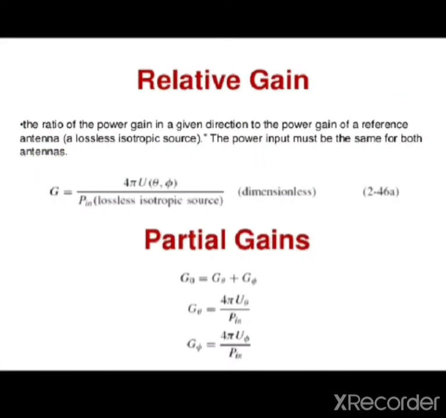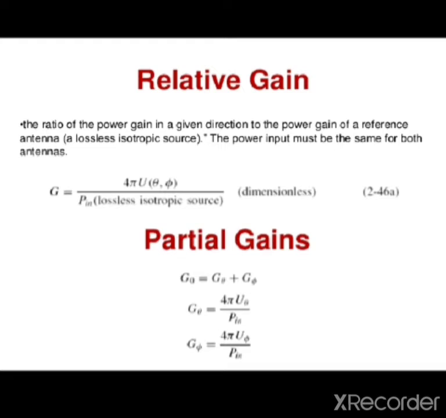So now this is about the relative gain. Relative gain is equal to the ratio of the power gain in a given direction to the power gain of a reference antenna. Just now I already told how we are going to measure the antenna gain. First we have to take a reference antenna, that is called the isotropic antenna, with gain one, and you will take any type of antenna under test. You have to find how much power is received, and the ratio of both will be equivalent to the power ratios. So according to that, the power input must be the same for both antennas.